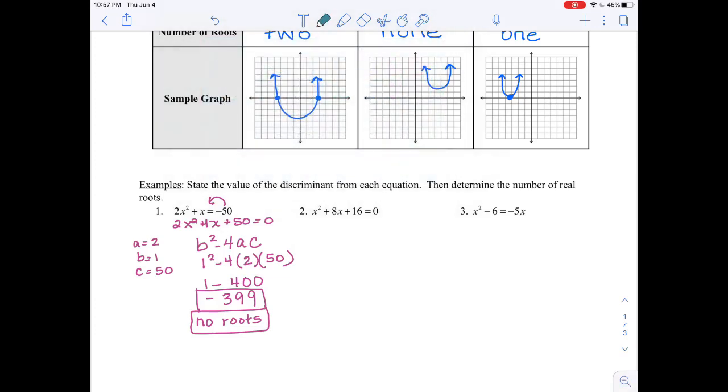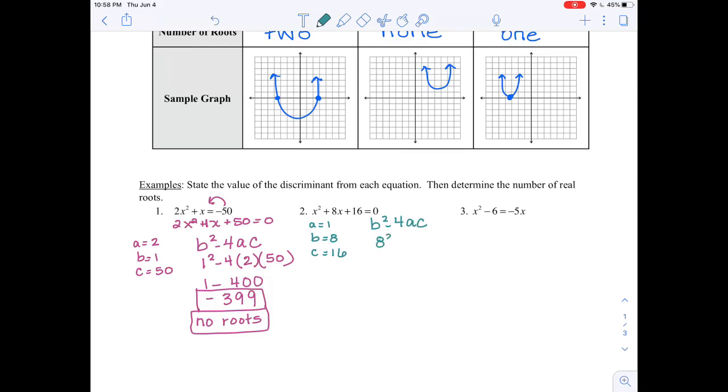When you take a look at question number 2, our equation is already in standard form. So we can pick out A, which is 1, B, which is 8, and C, which is 16. To find the discriminant, we plug those values into b squared minus 4ac.